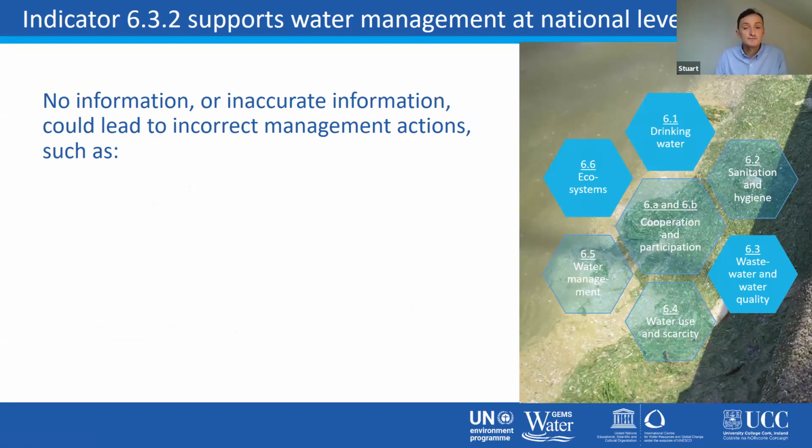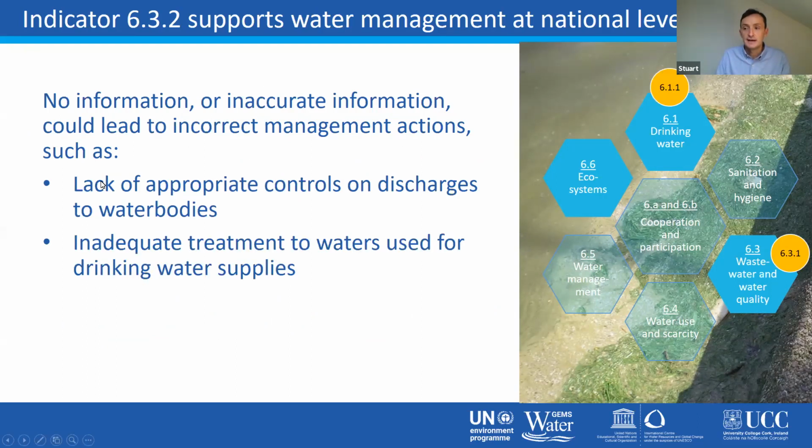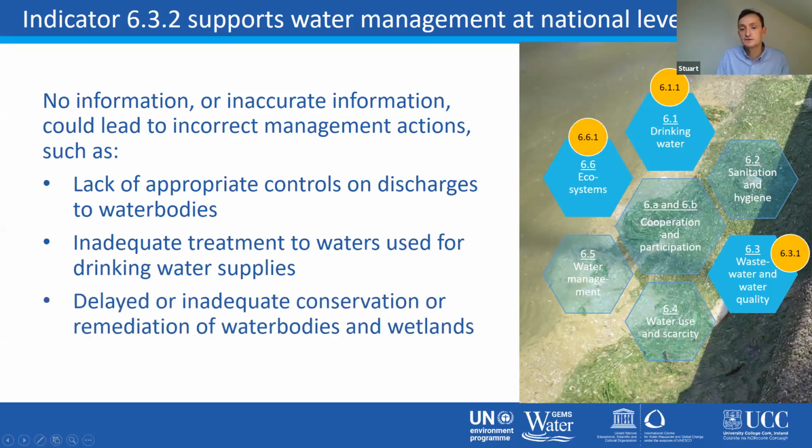So effective water management needs reliable water quality information, without which there will be inadequate controls on wastewater discharges, insufficient water treatment for drinking water, and inadequate conservation or remediation of water bodies and wetlands. So striving to achieve target 6.3 through reporting on indicator 6.3.2 can help countries to manage their water resources more sustainably in the future.